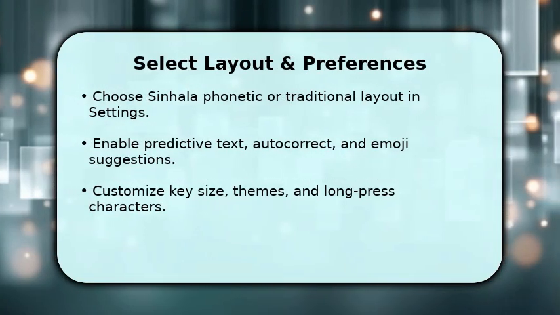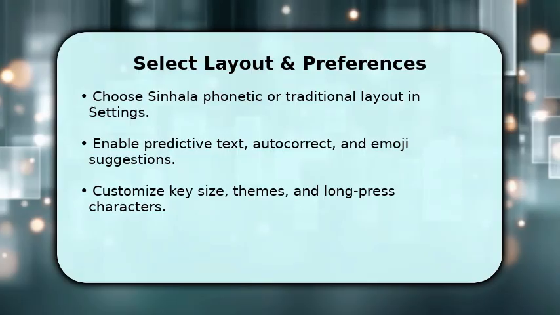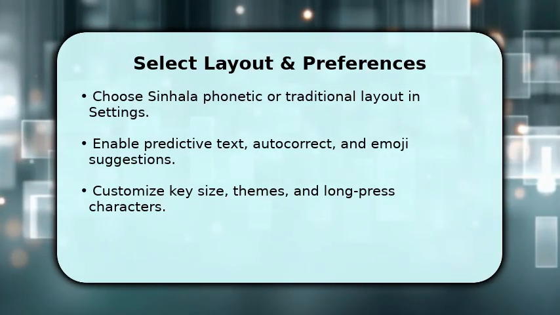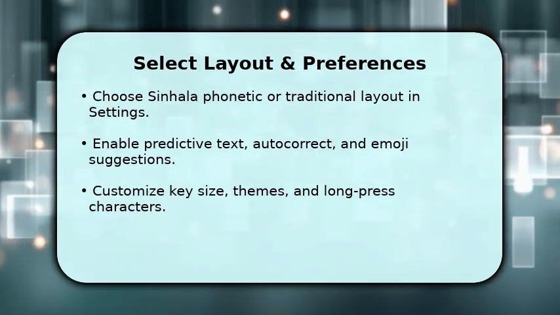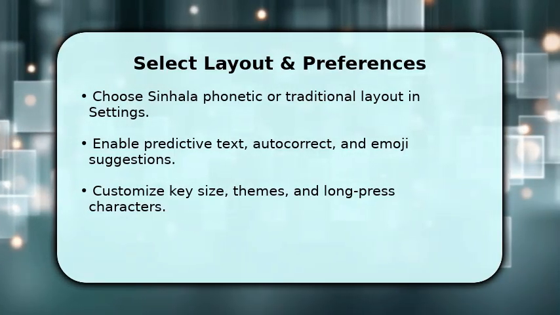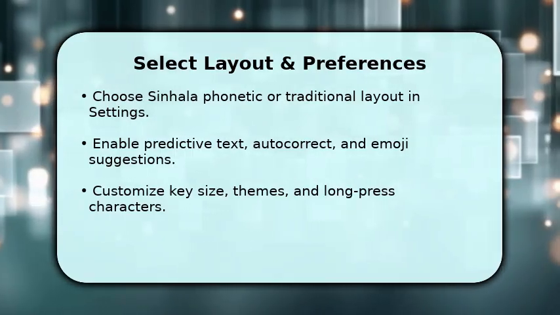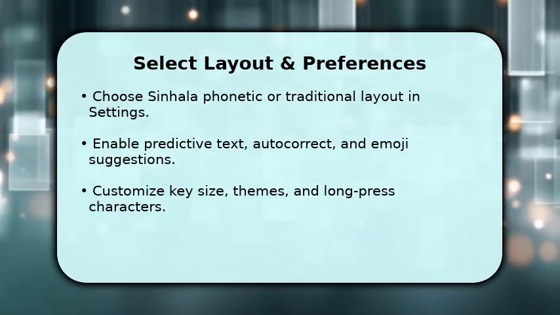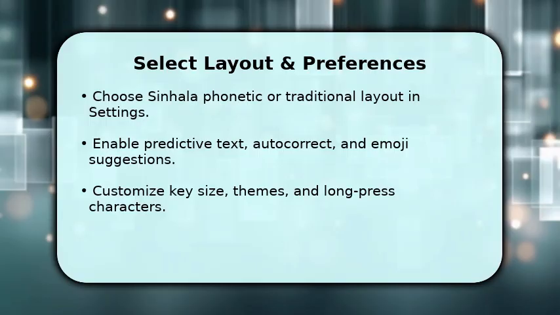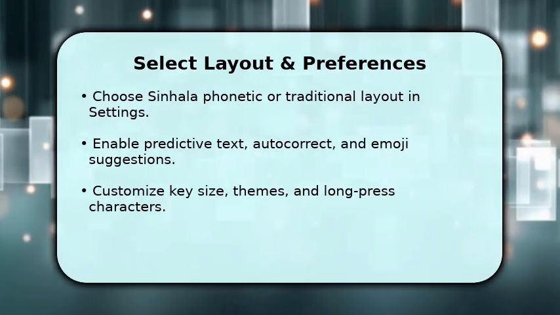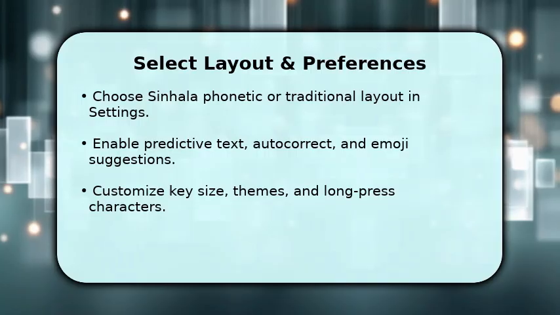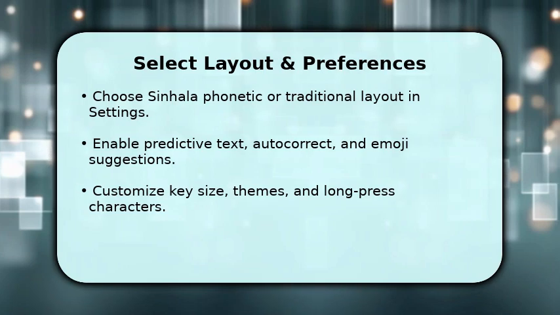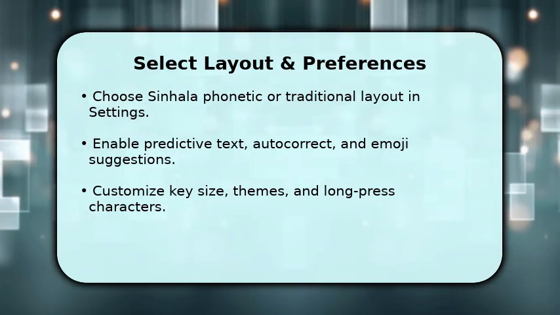Now you configure layout and behavior so typing is fast and natural. In Helakuru settings, pick Sinhala phonetic if you type with Roman letters or traditional if you prefer native keys. This choice affects how suggestions appear. Next, enable predictive text and autocorrect to speed entry, and turn on emoji suggestions if you use them often. Also, adjust key size and long press characters to suit your thumb reach. These tweaks reduce errors and increase comfort as you type longer messages.